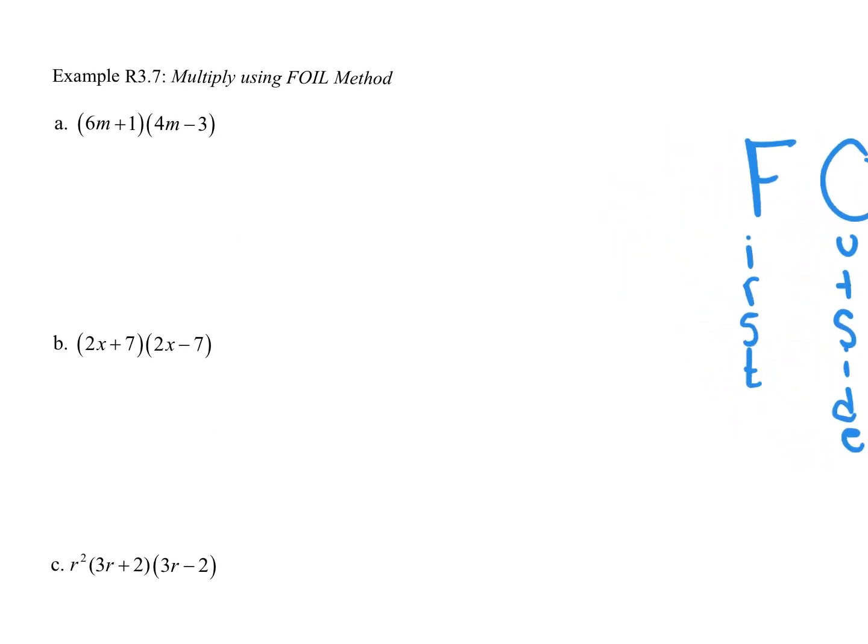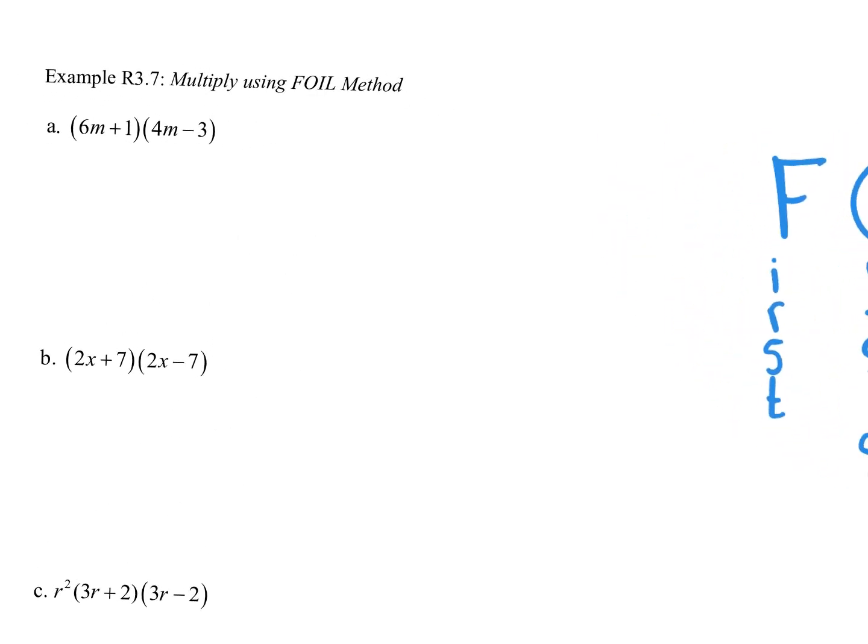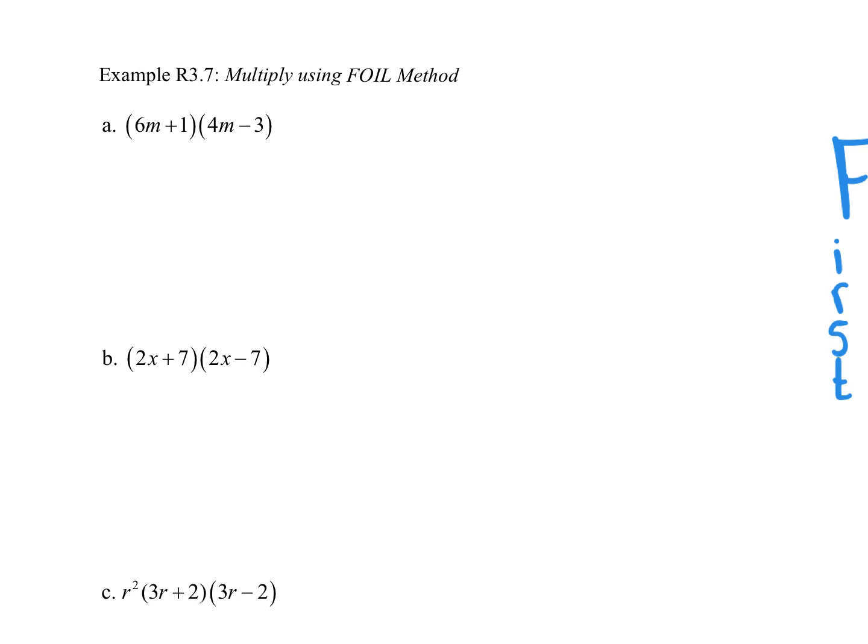So we're just going to zoom in right here. We're going to do this. So let me write down the letters of FOIL real quick so I can color code this for you. So it says to use FOIL. So F stands for my first. So you take the first from the first binomial, multiply it with the first in the second binomial. 6 times 4 is 24, and m times m is m squared.